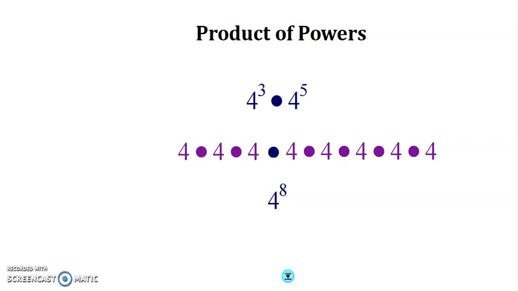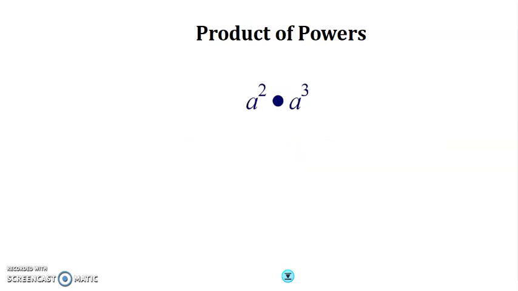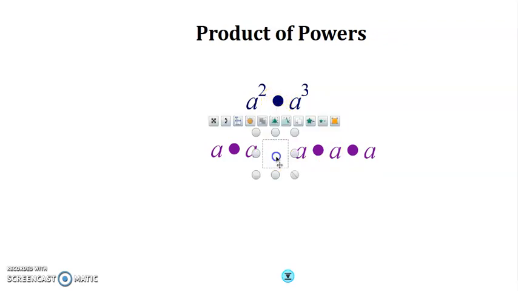We'll come back to that example in a second, but if we look at another one, now we have a base that is a variable. So a squared times a to the 3rd. Well, a squared is just a times a, and a to the 3rd is just a times a times a. Again, we are multiplying these, so we don't want to lose that multiplication symbol there. Now we have a bunch of factors of a, and if we go through and figure out how many there are, we can see that there are 5 factors of a. So that would be a to the 5th power.